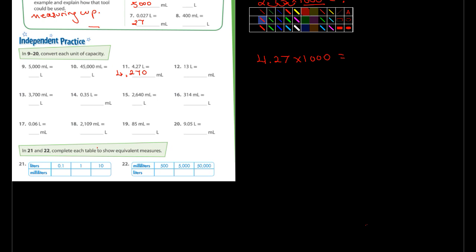Number 12, liters. Convert that to milliliters. Multiply it by 1,000. 14, 0.35. Multiply it by 1,000. I'll do one more. How about number 20? Number 20, it's 9.05 times 1,000. Move the decimal 3 places. 1, 2, 3. Looks like we're going to be adding a 0 here. So what's it going to end up being? 9,050 milliliters.